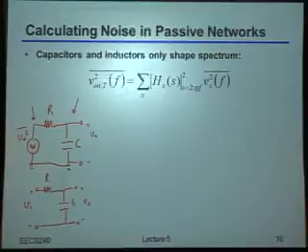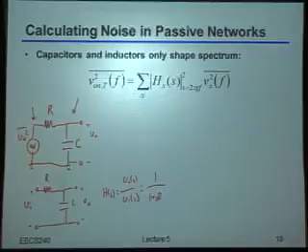Ignoring the fact that this is a noise problem, if I just asked you for the transfer function of this circuit, what would that transfer function be? In other words, what would V out of S over V in of S be? Yeah, exactly. Just 1 over 1 plus S R C.